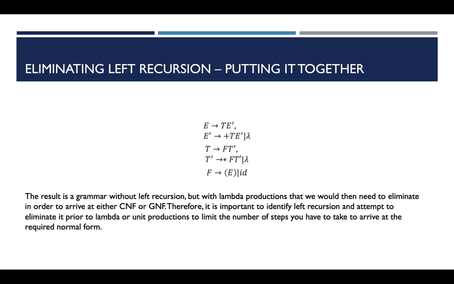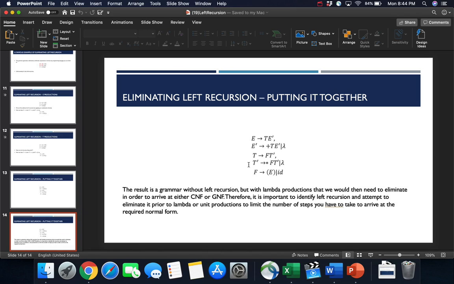So doing things like removing lambda productions, removing unit productions, and then rearranging productions to get to either Greibach normal form or Chomsky normal form, whichever one you're trying to aim for. So that wraps this up.